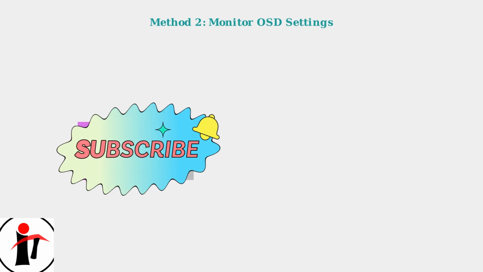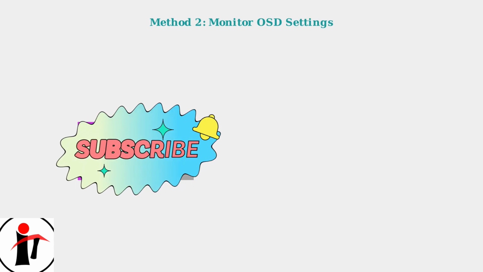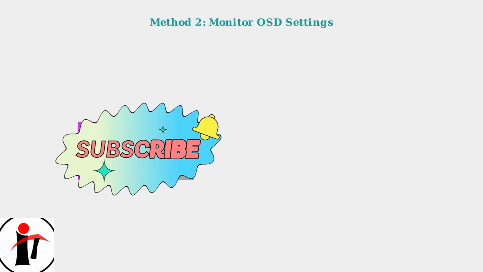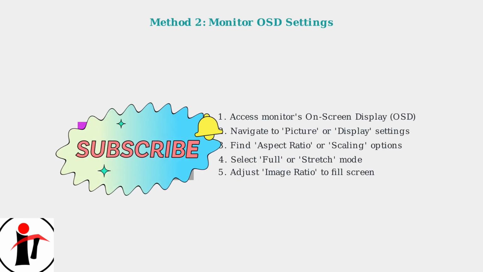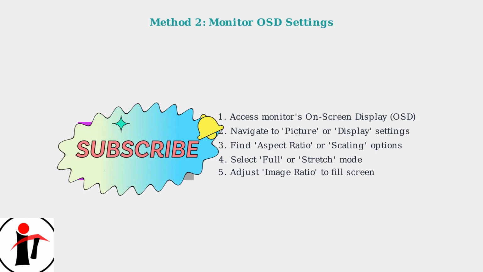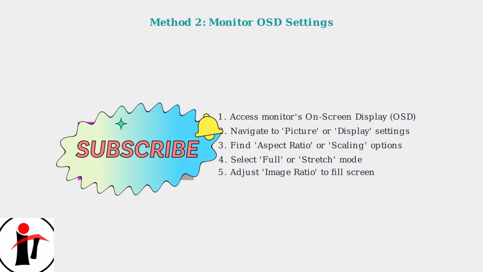Method 2 uses your Sceptre monitor's built-in on-screen display menu. Access the OSD using your monitor's physical buttons, typically located on the bottom or side of the display. Navigate to Picture or Display Settings within the OSD menu. Look for aspect ratio or scaling options, then select Full or Stretch mode to enable the stretched resolution display.